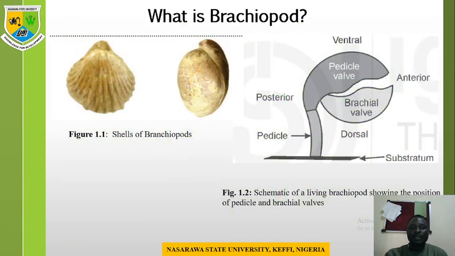So this is the shells of typical brachiopods, and then this is the schematic of a living brachiopod, showing the position of the pedicle. Of course, you see the two valves, the position of the two valves. The pedicle valve is the ventral, and the brachial valve is the dorsal.